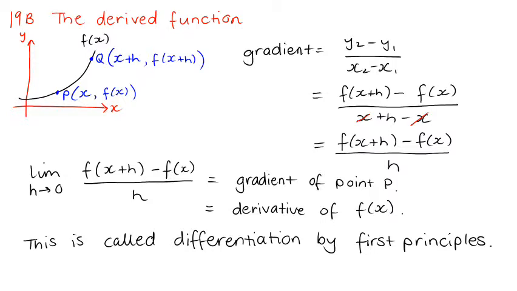Pick 2 points on the line, h units apart. You chuck them into that little formula, find the limit as h approaches 0 until you get the derivative. Okay.